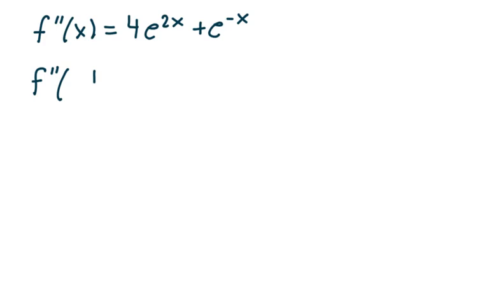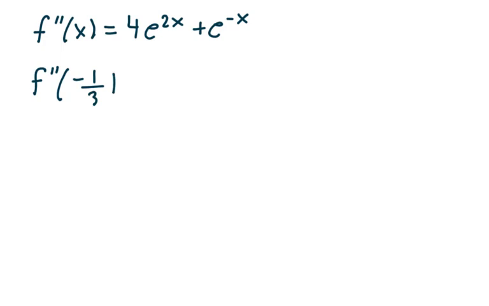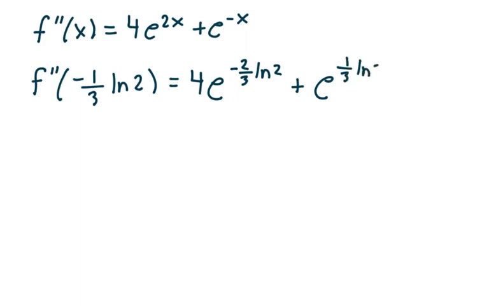So let's again rewrite this. f double prime of x is 4e to the 2x plus e to the negative x. So f double prime of negative 1/3 natural log of 2 is 4e to the negative 2/3 natural log of 2 plus e to the 1/3 natural log of 2.